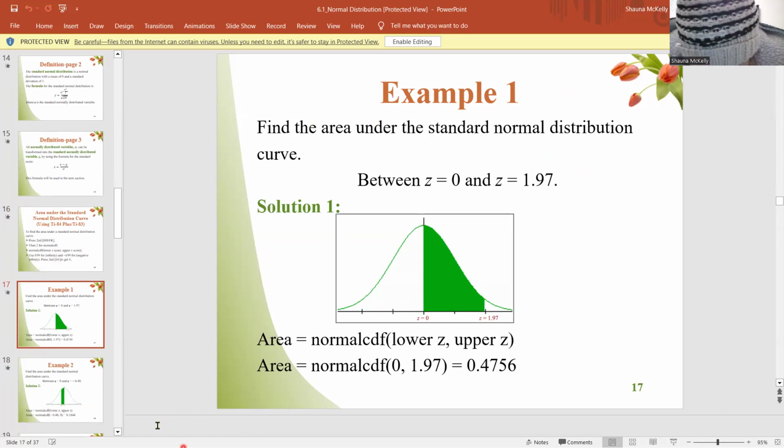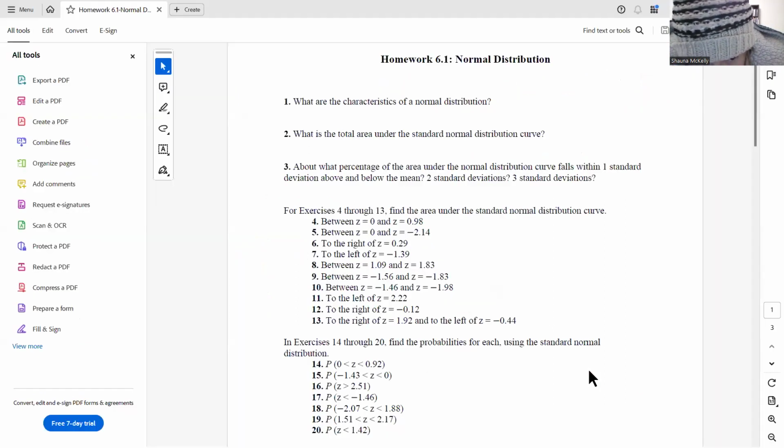So let me go ahead now, and I'm going to hit a couple of these. There's a lot of exercises here. I'm not going to do all of them. I'll do number 5. Find the area under the standard normal distribution curve between z equals 0 and z equals negative 2.14. Now, most of the time we write it from the smaller number to the bigger number. Here she didn't, because she wanted it to match, I think, number 4.